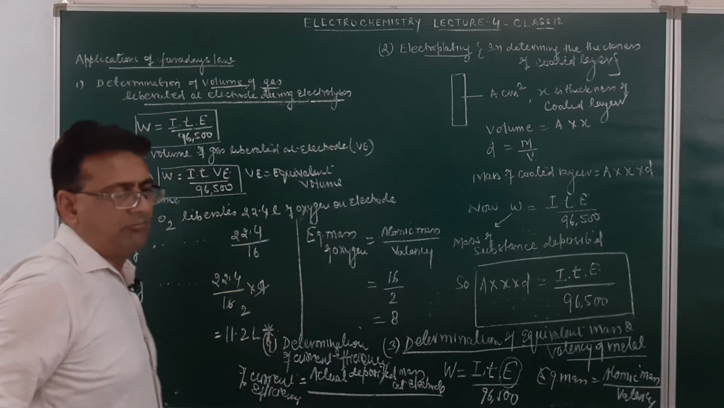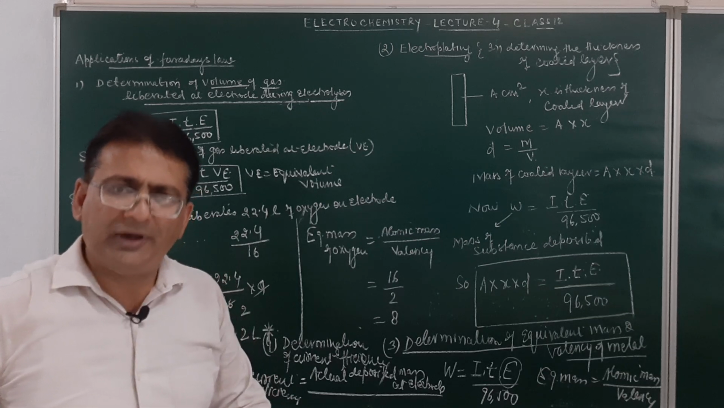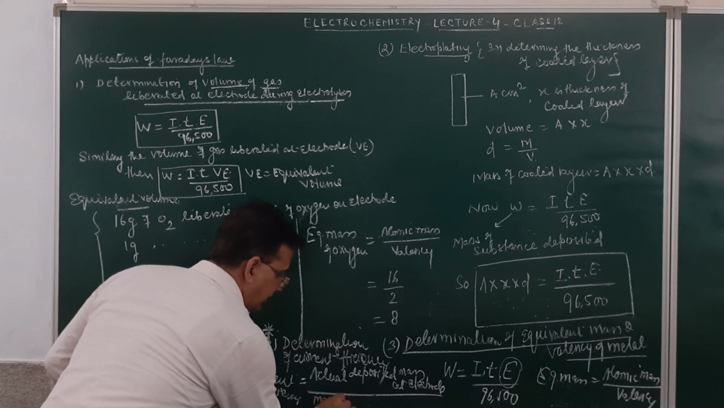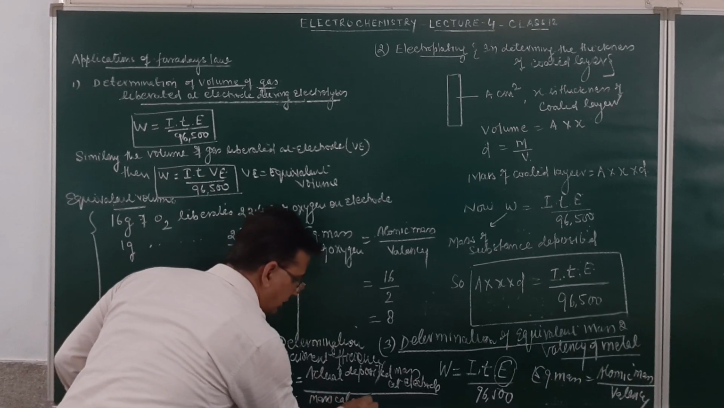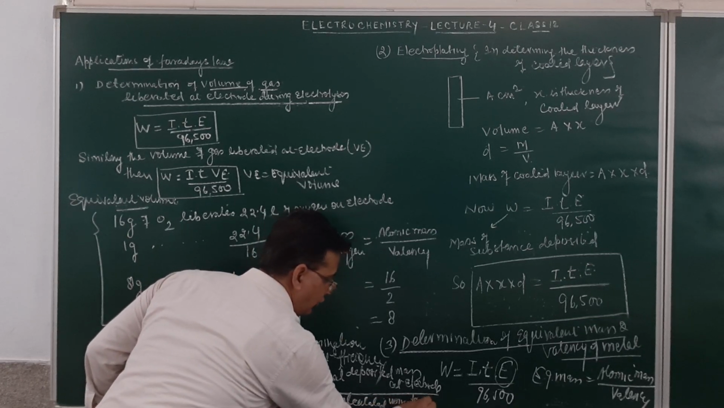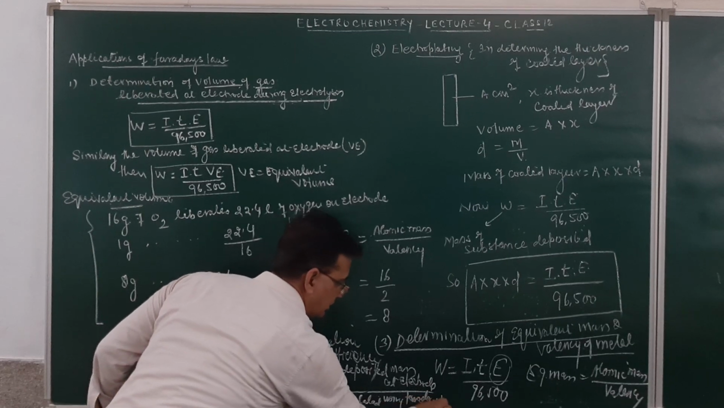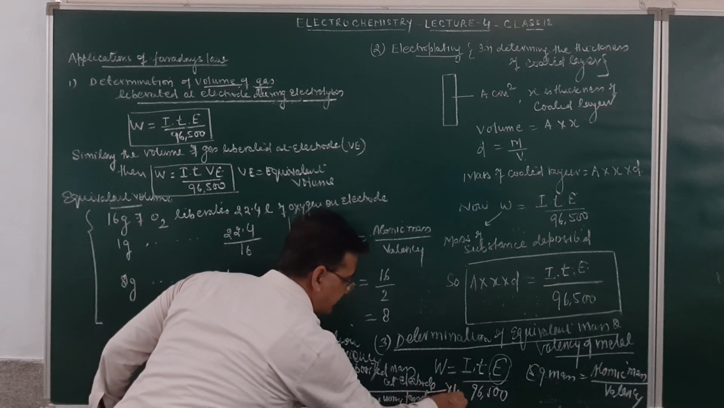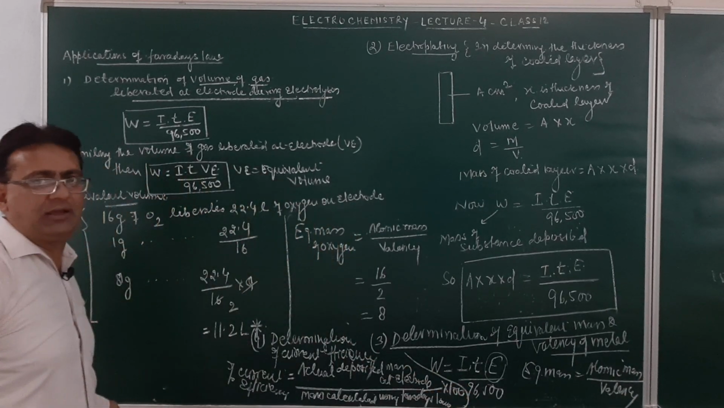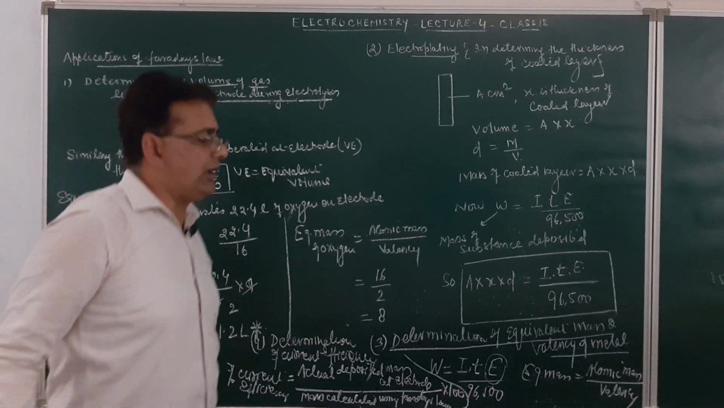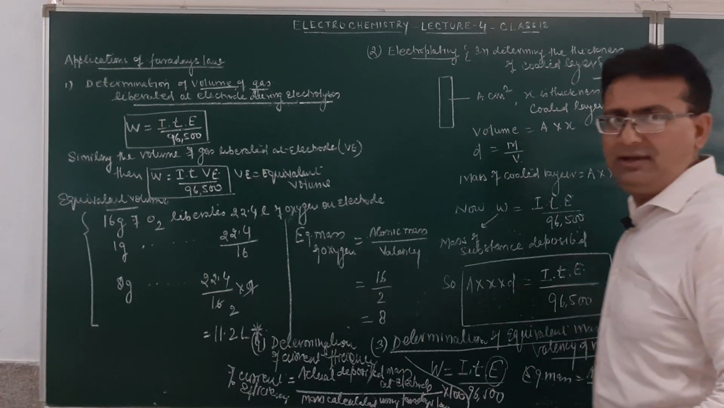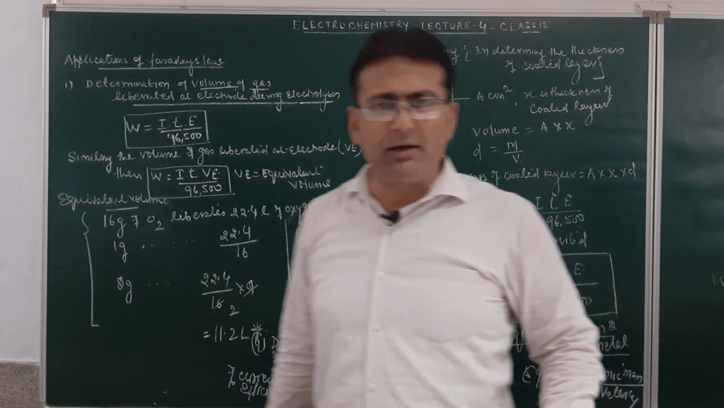Percentage current efficiency equals actual deposited mass at the electrode divided by the mass calculated using Faraday's law, into 100. So, this is another formula. This is how various numerical problems based on Faraday's law can be solved. Am I getting clear, student?